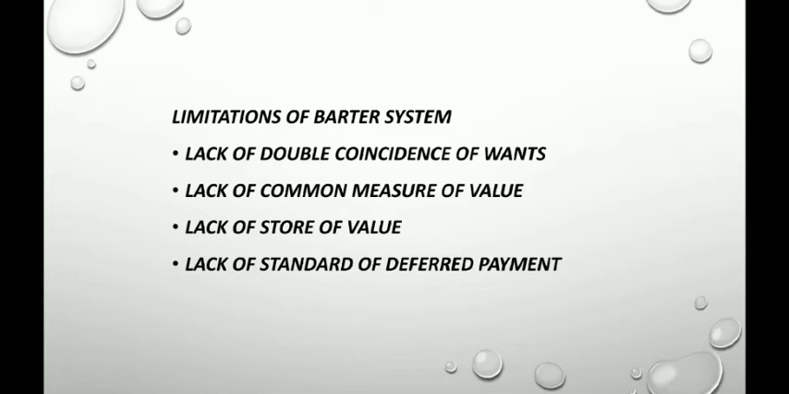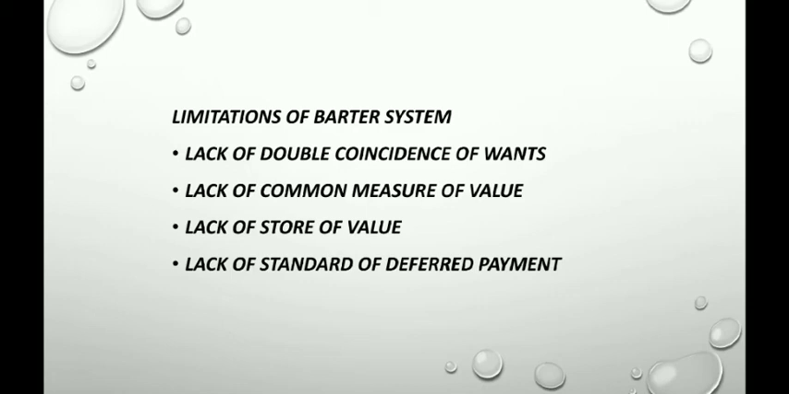For example, if A has wheat and B has rice, then it is difficult to decide how much wheat is needed to exchange with 1 kilogram of rice. In the absence of a common measure, the exchange ratio is fixed randomly, in which one of the parties generally suffers.